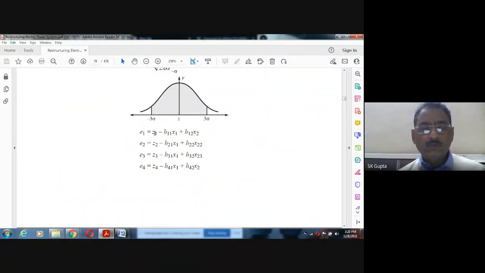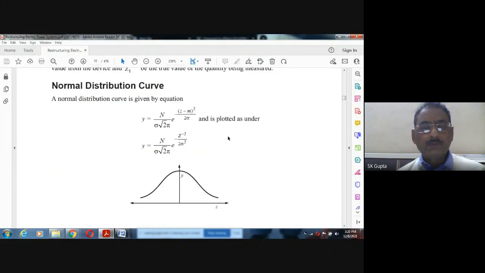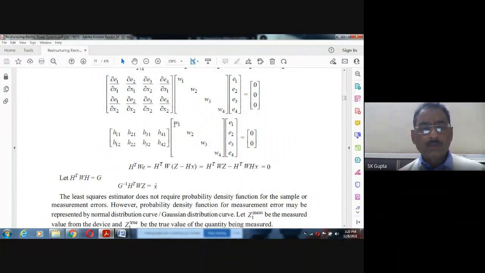You can put it as i equals 1, 2, 3: Zi minus Hi1 X1, Hi2 X2, like this, and the square of everything, E1 square, E2 square, E3 square, divided by the standard deviation. This should be minimized. When you minimize this, finally we get E1 square, E2 square, and the formula which we have seen above. This is the formula, H transpose W E, to be minimized.